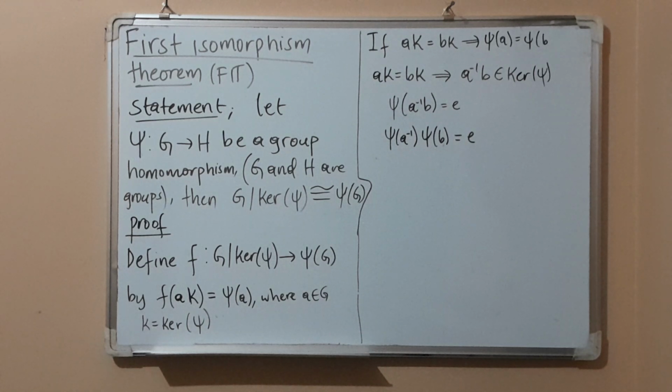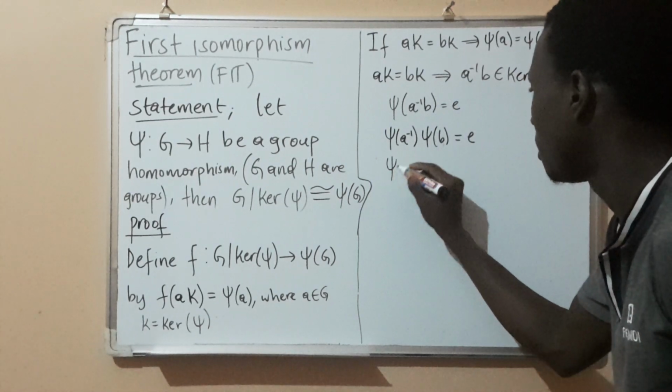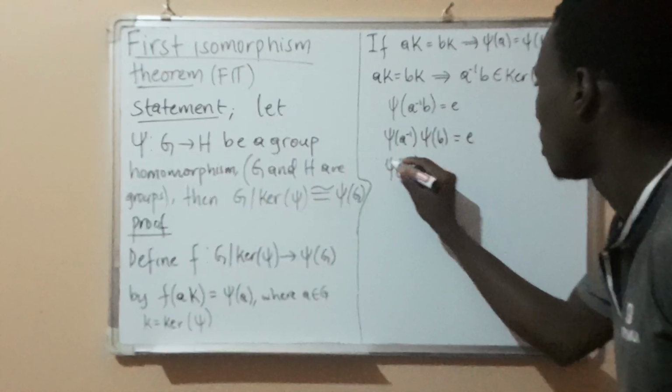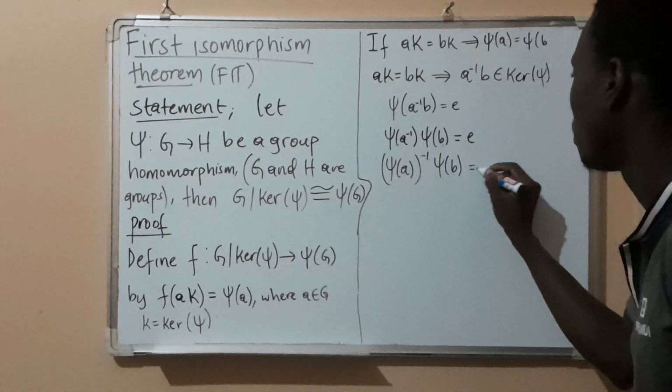Then by properties of group homomorphism, I can write this as phi of a inverse times phi of b equals e.